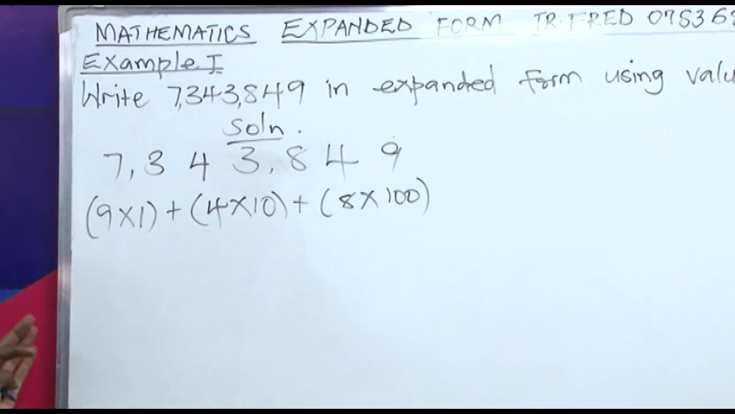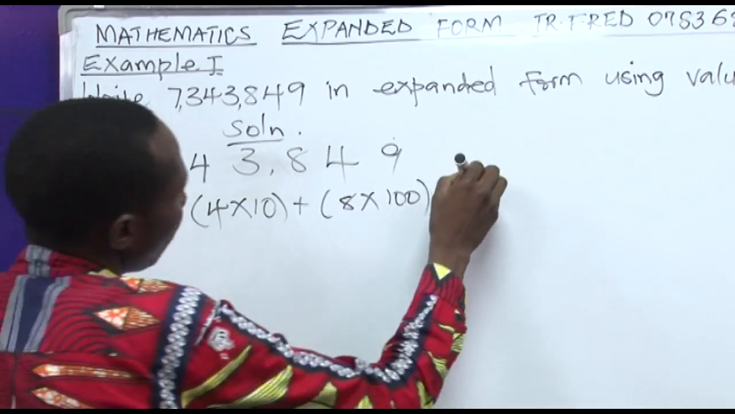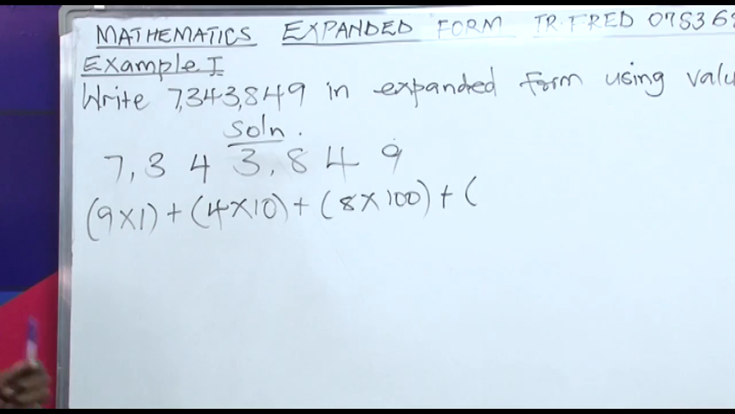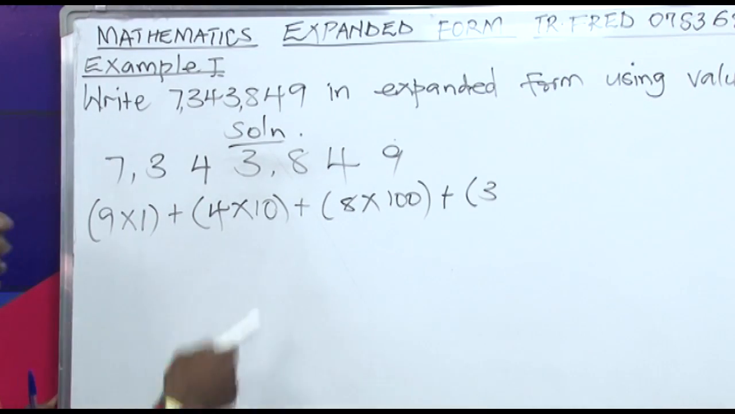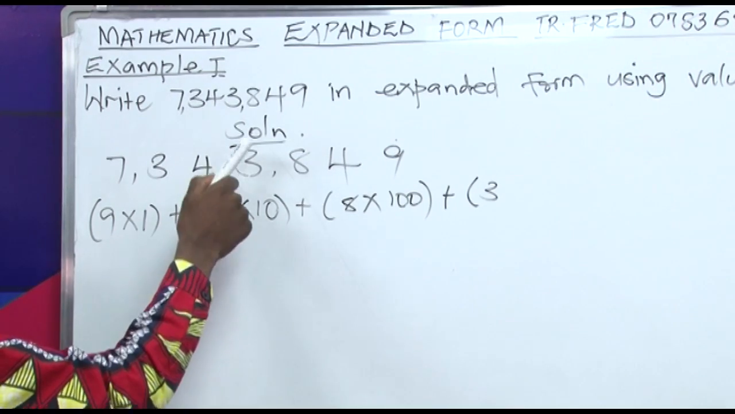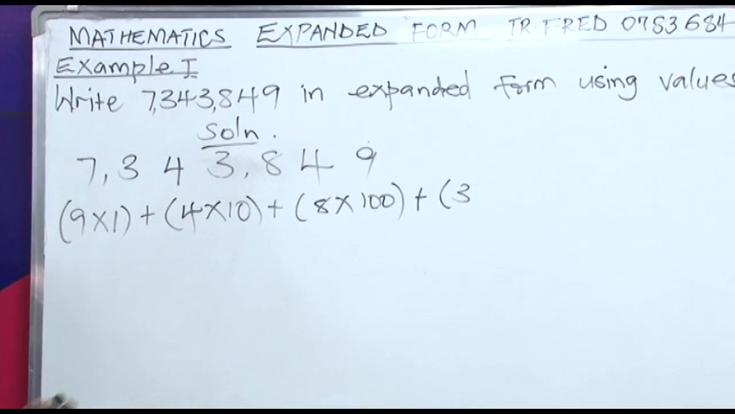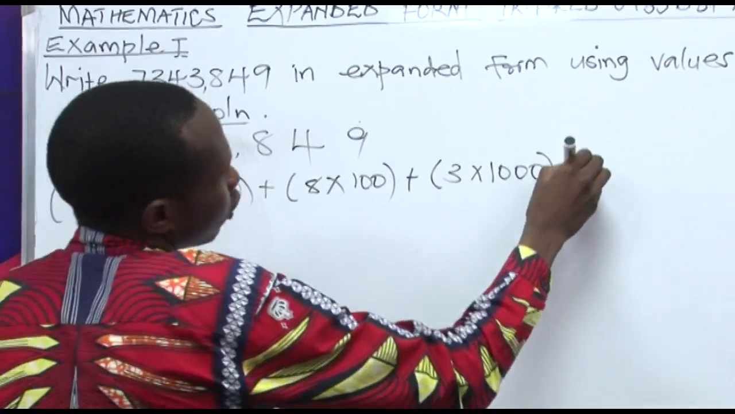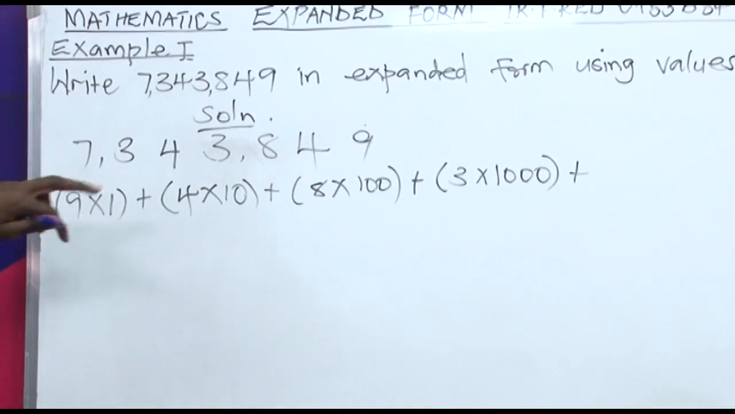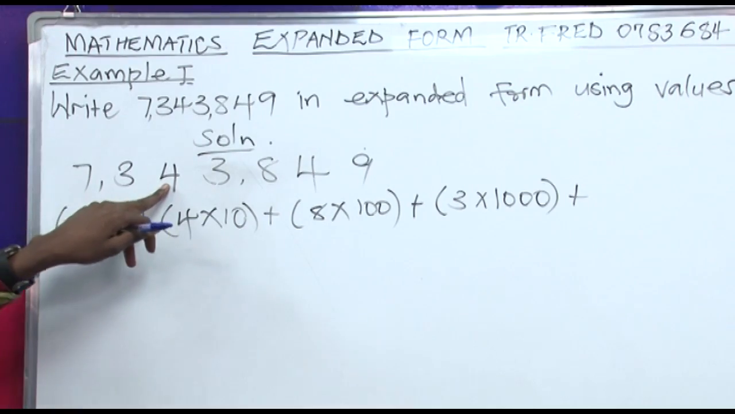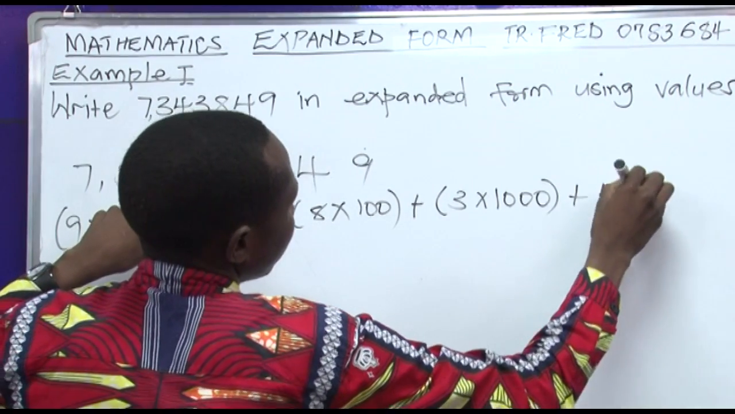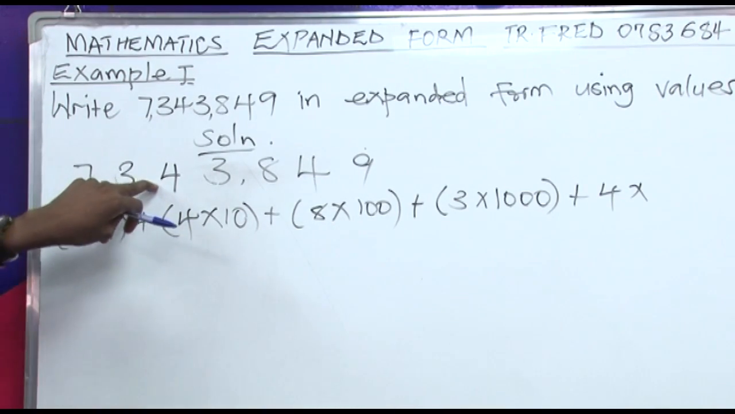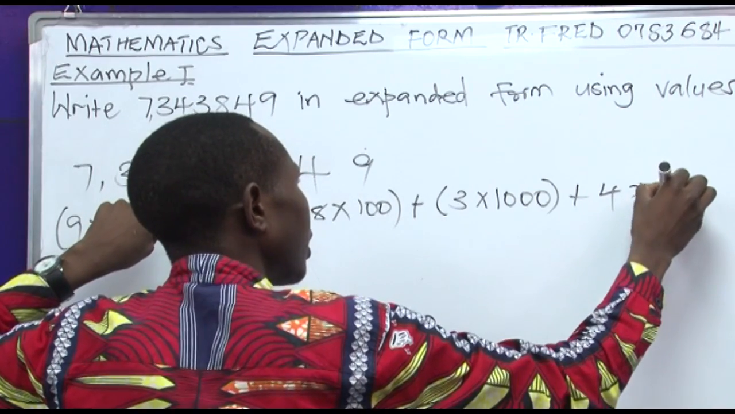After that, I say plus 3 times its place value. I write my 3 there, then look for its place value, which is 1,000, so we multiply. We shall continuously add. We come to the next digit, which is 4. So I say 4 times. What is the place value of 4? The place value of 4 is 10,000, so we multiply it by 10,000.